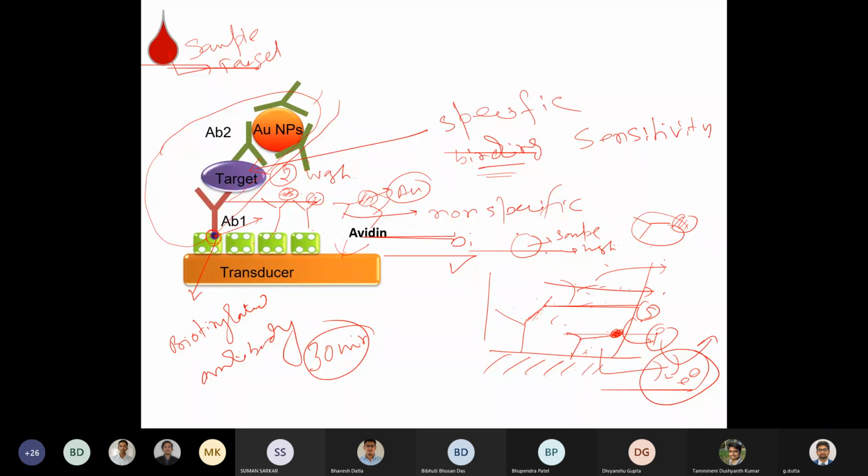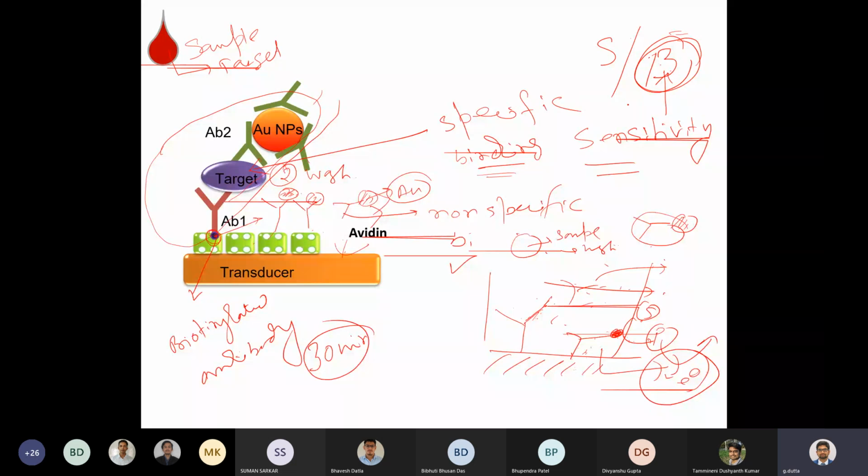Sensitivity. When will we get a very sensitive biosensor? When we get a higher signal to background ratio. So what is background? The zero concentration. That is background. So if the background is low, then only will we get a very high signal to background.